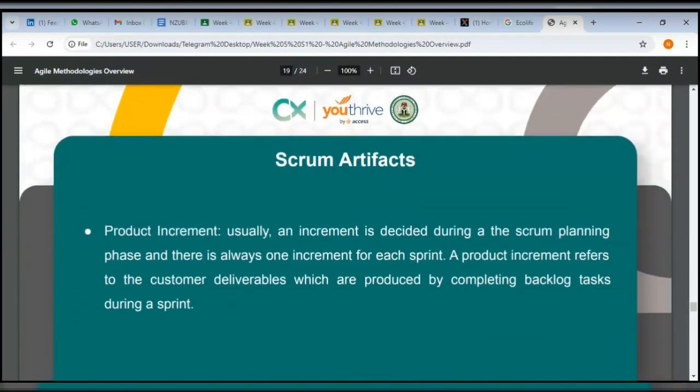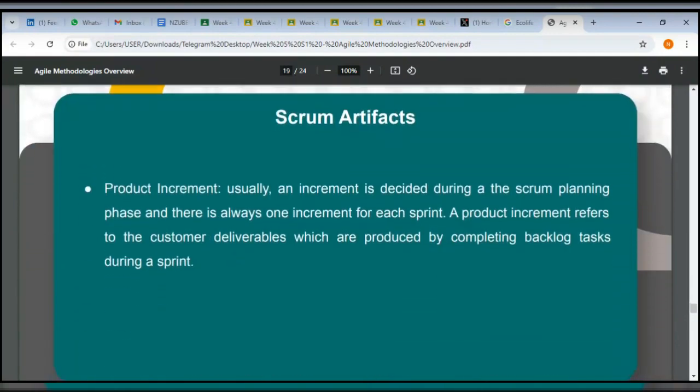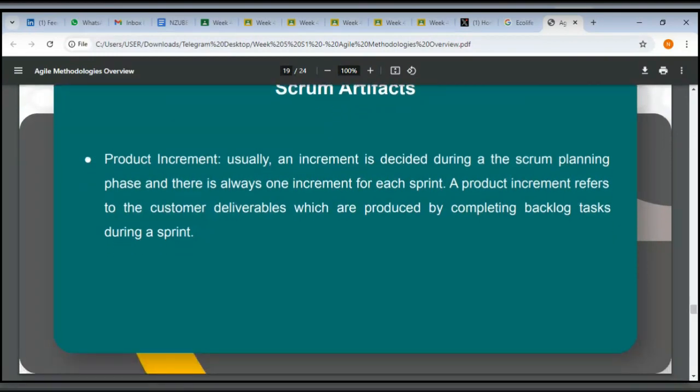Product increment. Usually, an increment is decided during a Scrum planning phase, and there's always one increment for each sprint. A product increment refers to the customer deliverables which are produced by completing backlog tasks during a sprint.